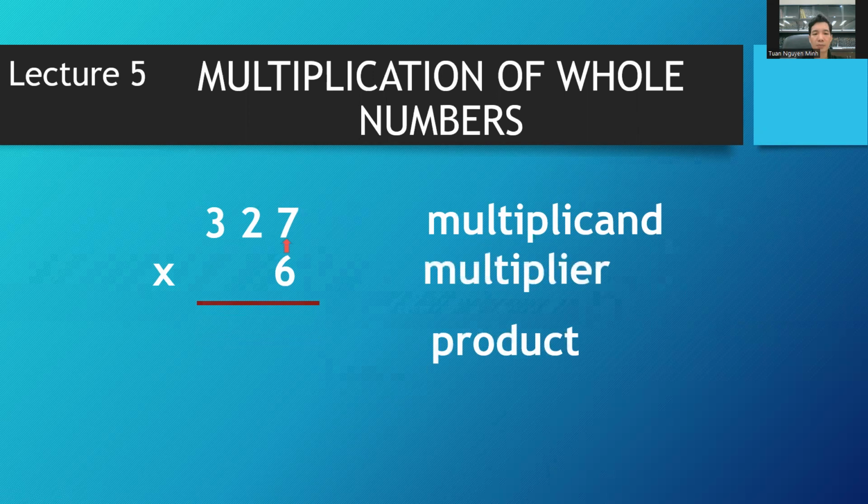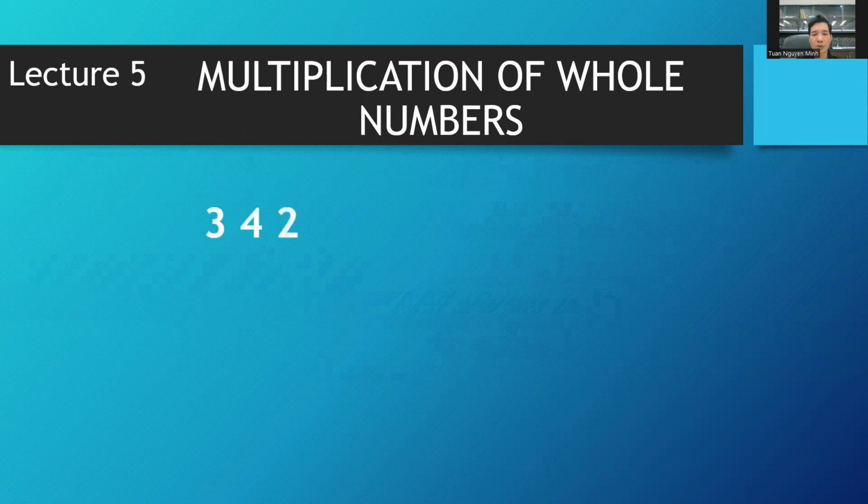The first step, you need to multiply 6 by 7, so you got 42. So you write 2 here and you write on the carry row 4 here. And next step, you multiply 6 by 2 and you got 12 and add 4. So you got 16, you write 6 here and number 1 on the carry row. And the last step, multiply 6 by 3 and add 1, so you got 19. And the last answer is 1962. Okay, let's come to the next example.